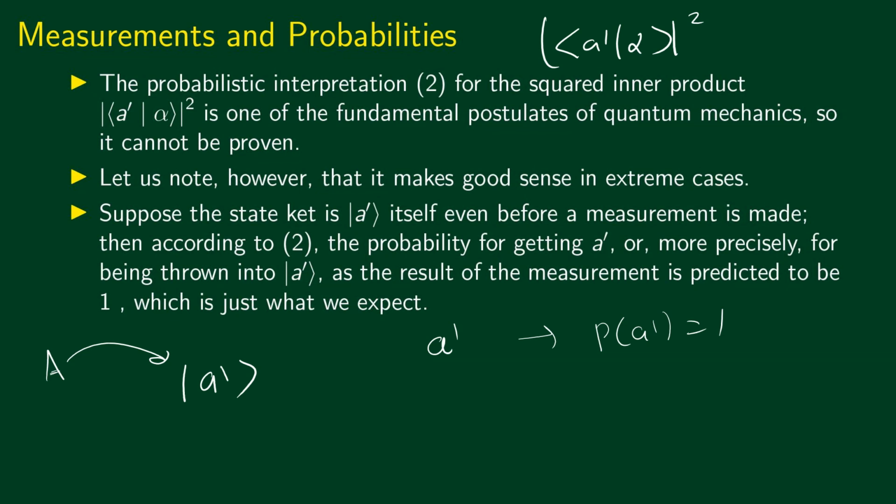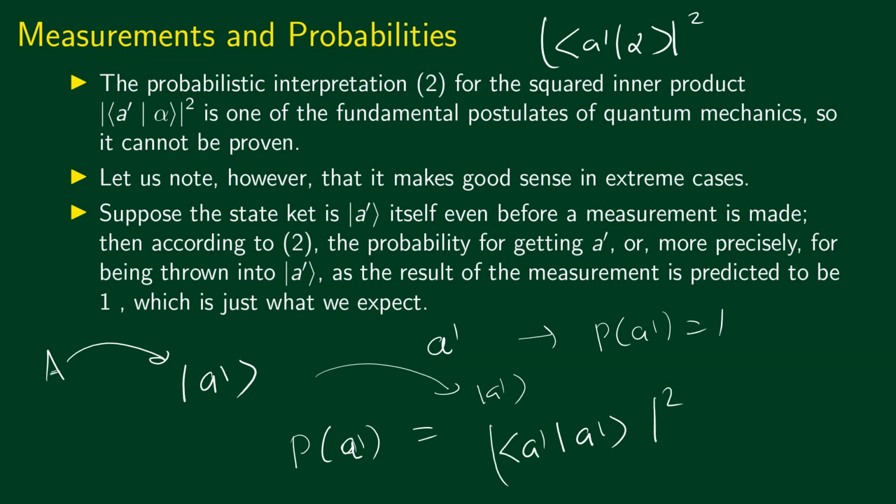And it makes sense because according to this postulate, how do you calculate the probability for measuring A prime? You take the corresponding eigenket, ket A prime, and you project the given state onto this direction. So you take the given ket, which is ket A prime, project it onto ket A prime, and take the modulus square. By orthonormality, we know that this is 1.